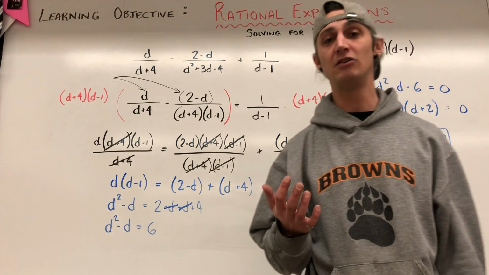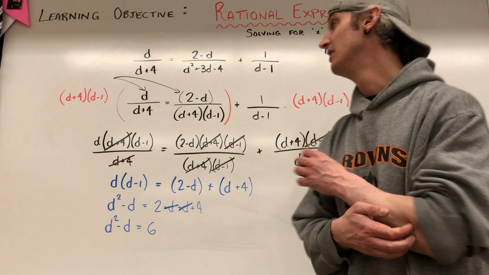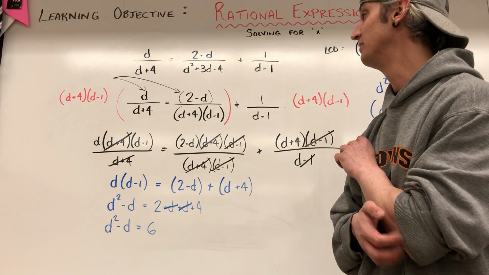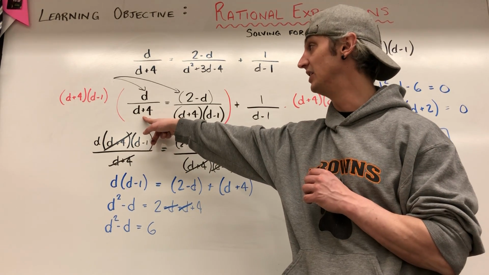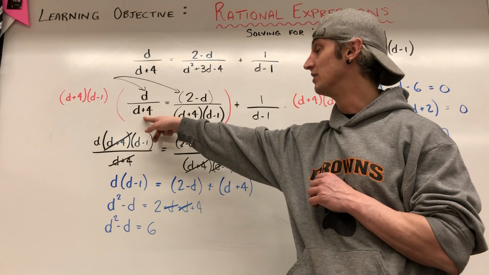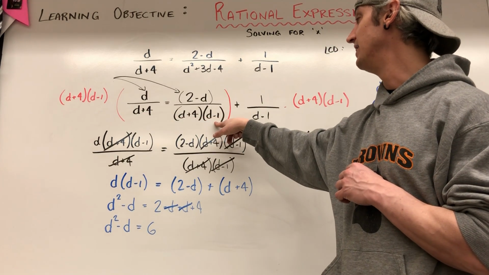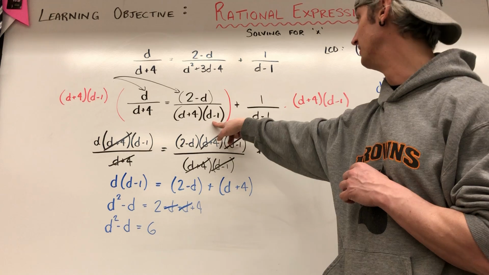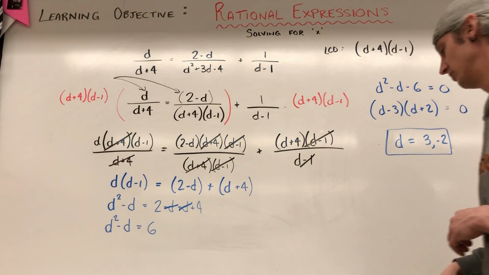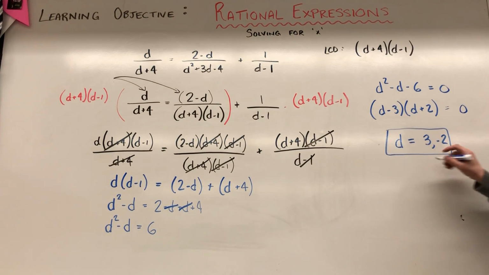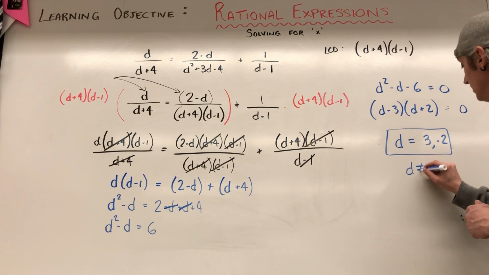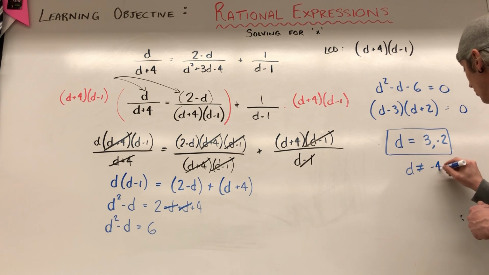Okay, that's how you solve rational expressions. Not so bad. And sometimes they ask you for the non-permissible values, and you can just take them here. So d can't equal negative 4, because that'll make this 0. And d can't equal 1, because that'll make this 0. So I could have added that, where d cannot equal negative 4 or 1.